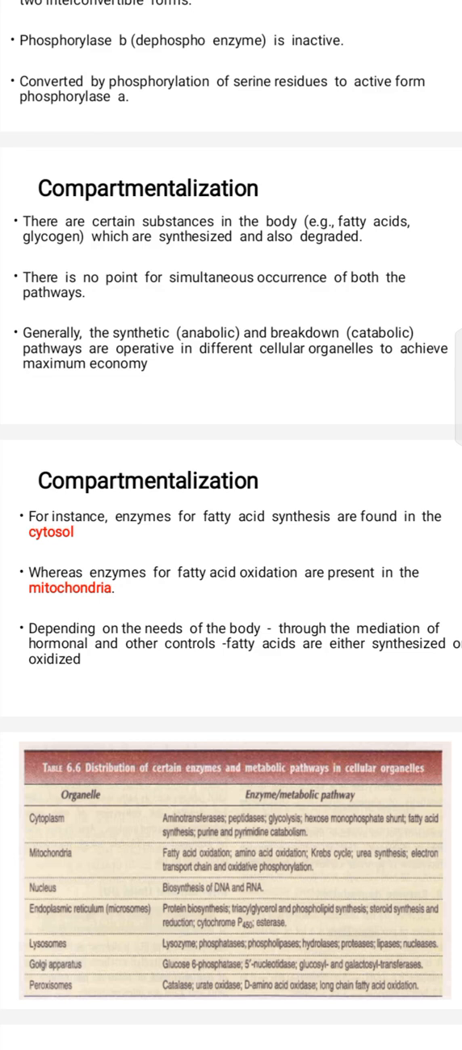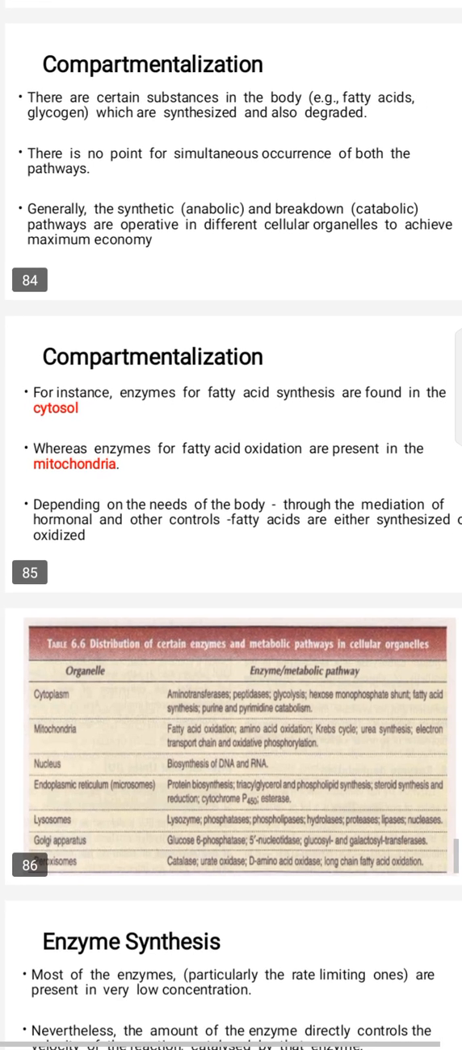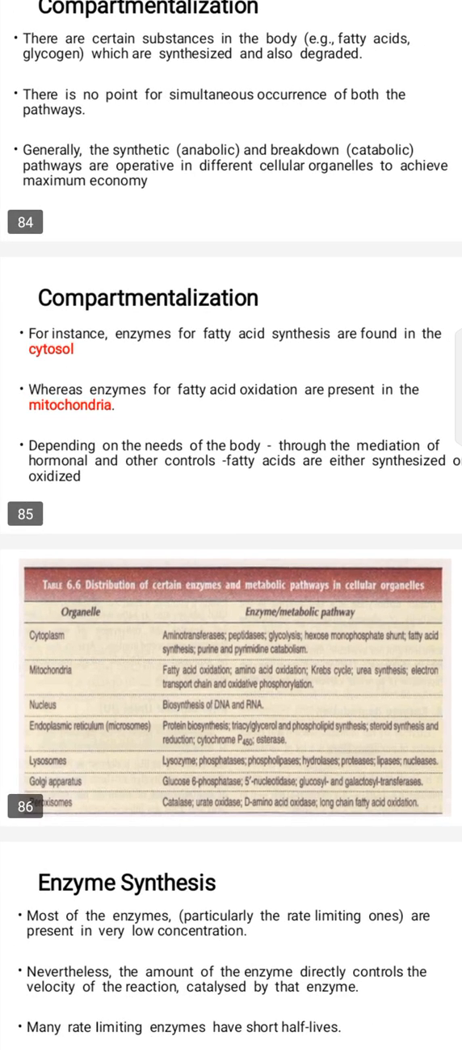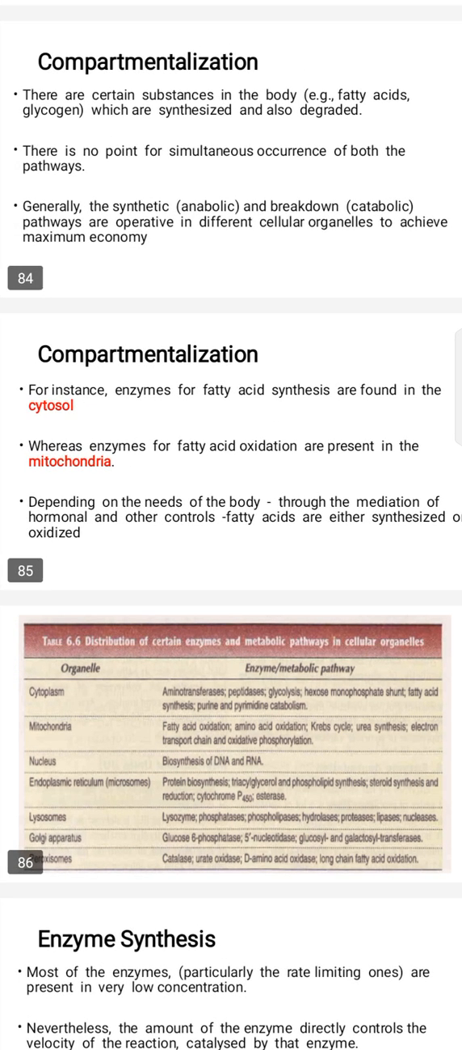So, compartmentalization. There are certain substances in the body, for example fatty acids and glycogen, which are synthesized and also degraded. There is no point in simultaneous occurrence of both pathways. Generally, the synthetic (anabolic) and the breakdown (catabolic) pathways are operative in different cellular organelles to achieve maximum economy.